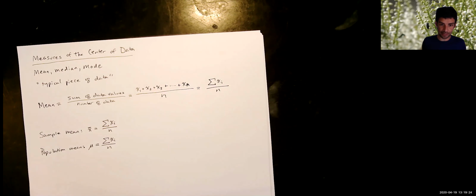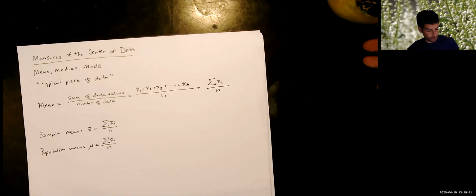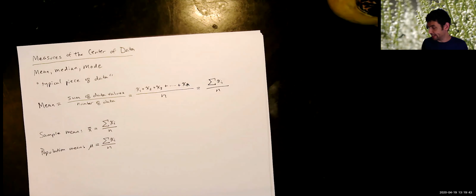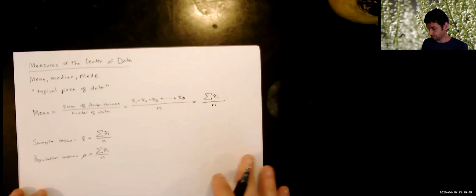This won't be a big deal right now, but we are going to have to tell these apart in the future. There are things that we can do with one that we do something different with the other, and we're often using them both in the same problem. We're going to have to keep track of which one we're talking about. Okay, so let's just do a quick example of computing a mean.